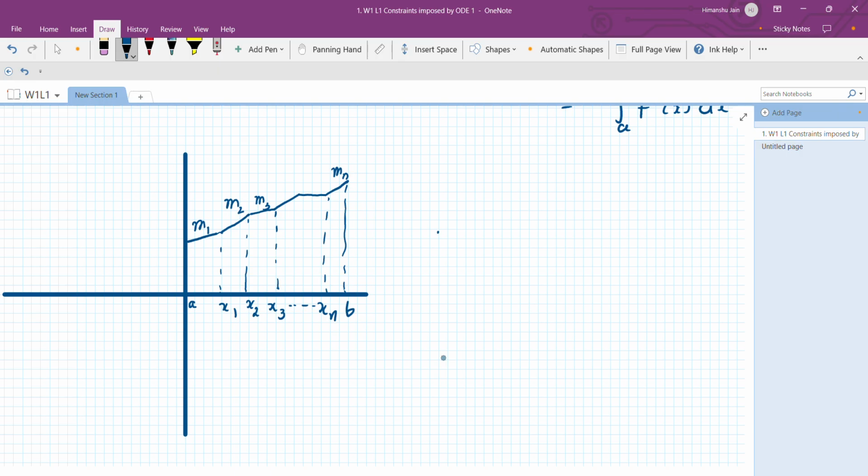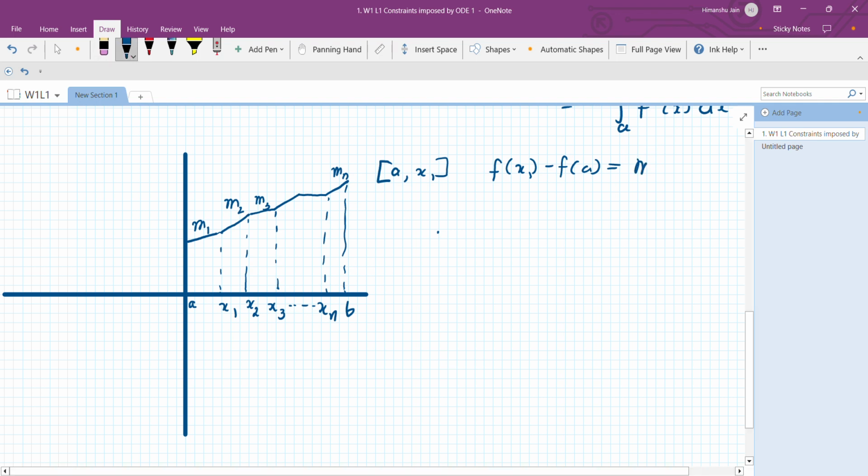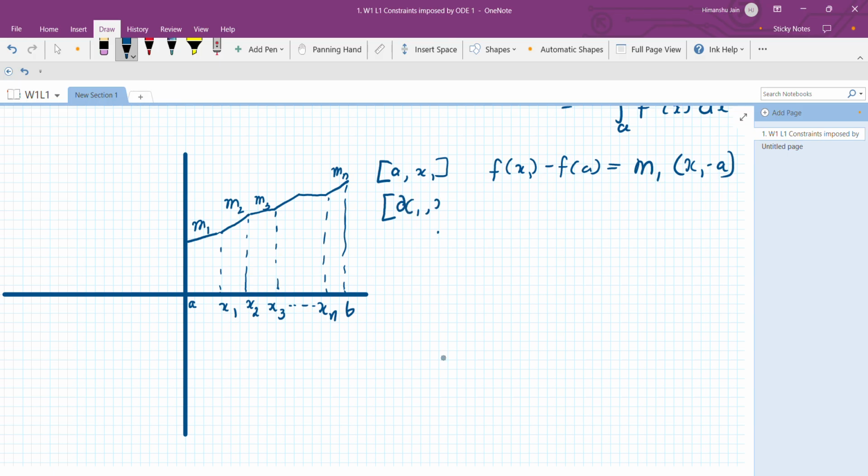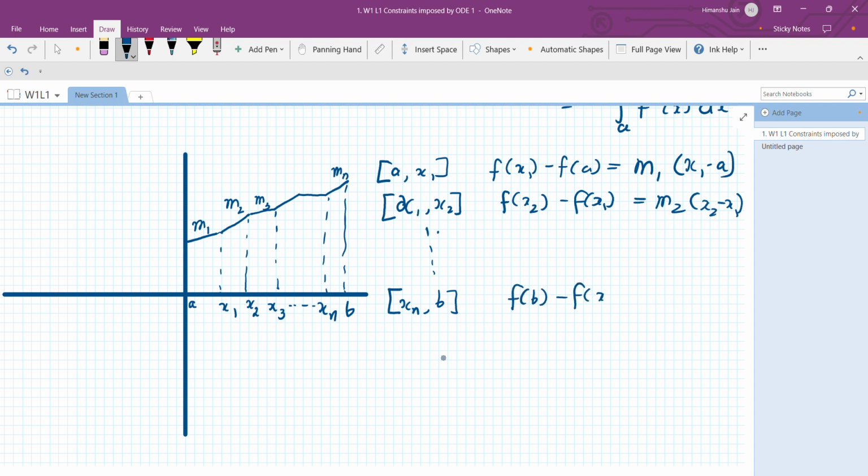So for the subinterval a comma x1, we can write f(x1) minus f(a) is m1 times (x1 minus a). Similarly, for the subinterval x1 comma x2, it is f(x2) minus f(x1) equals m2 times (x2 minus x1). So we can reach up to the last subinterval. It is f(b) minus f(xn). So we are assuming that there are n subintervals.